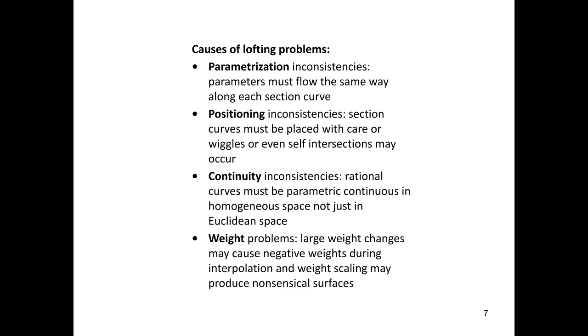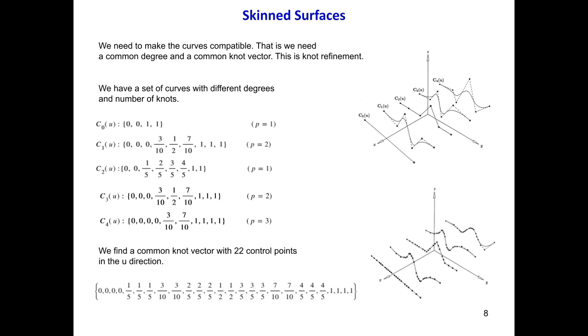So we have this set of curves, and they all have different degrees and different knot vectors. So we need to find a common knot vector in the U direction among this set of, we have 5 curves here. This was called knot refinement. It was covered in a previous section. We do knot refinement, and we find a common knot vector and a common degree. And our common knot vector ends up having 22 control points in the U direction.